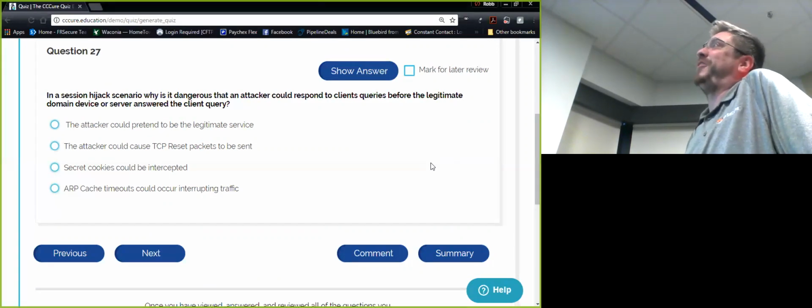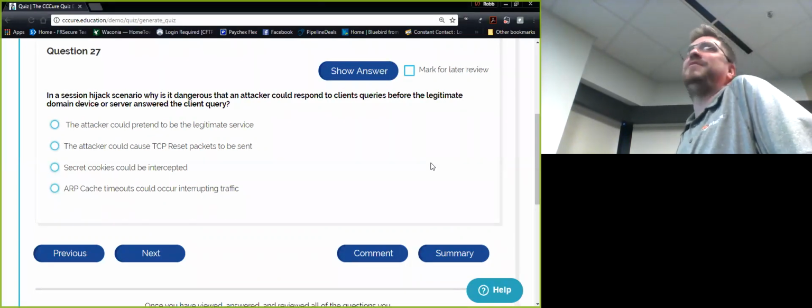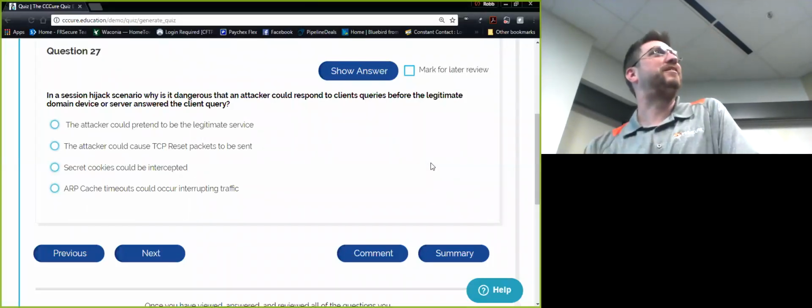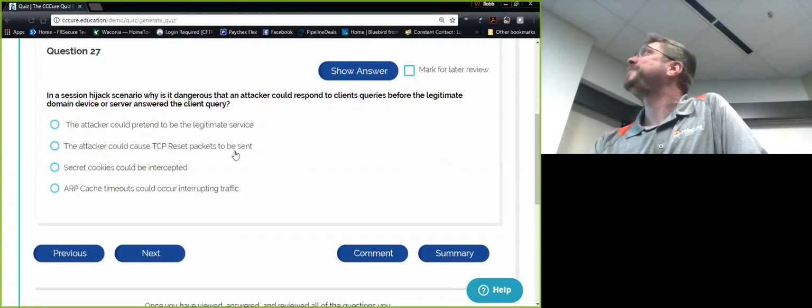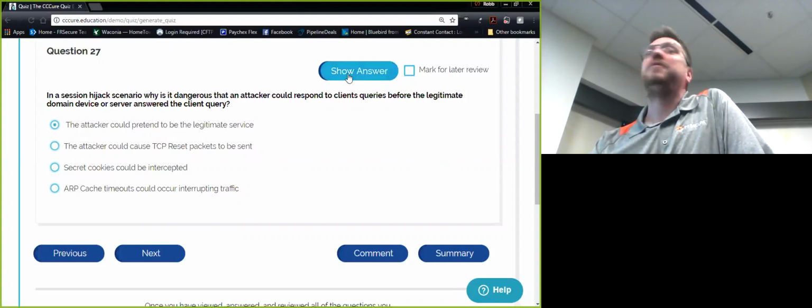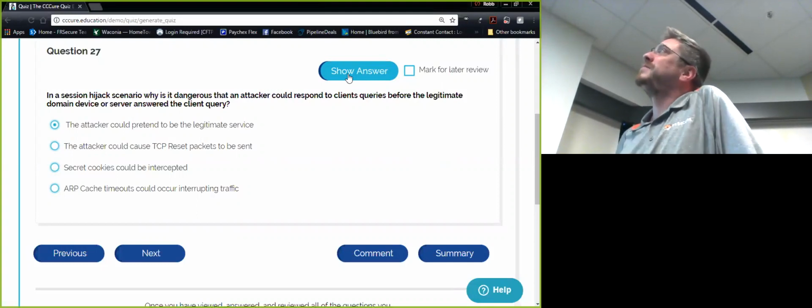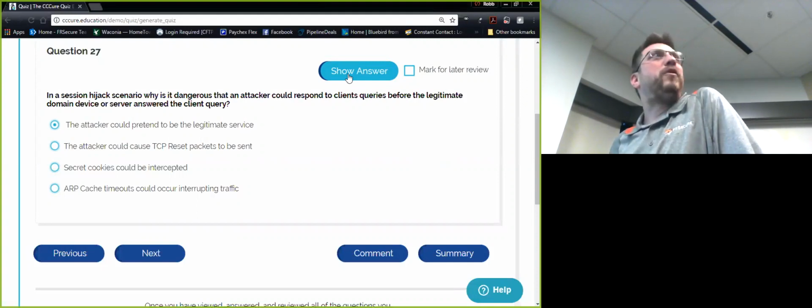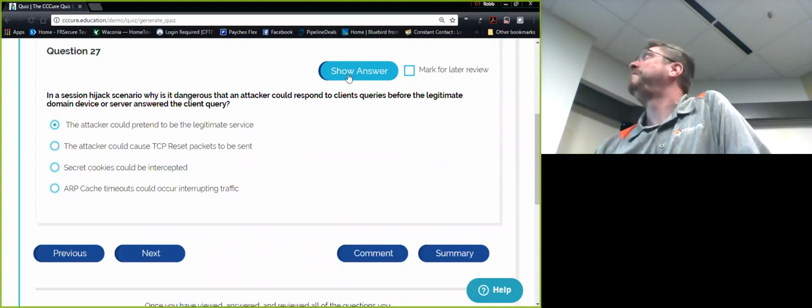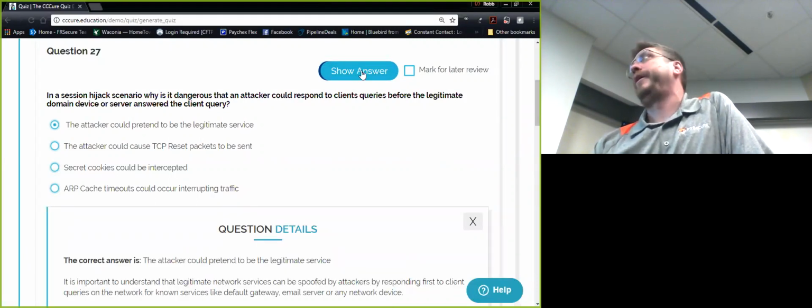ARP cache timeouts could occur. I think it's going to be A, right? Time-based attack? Device or service. They could pretend to be, they would be doing a time-based attack. They're trying to do, right. There you go.